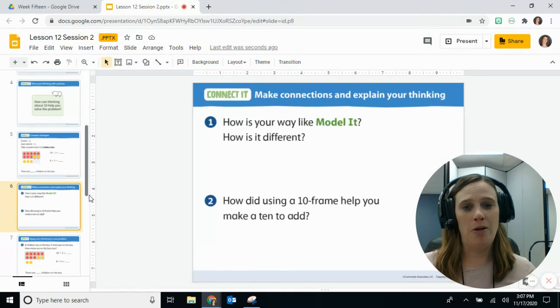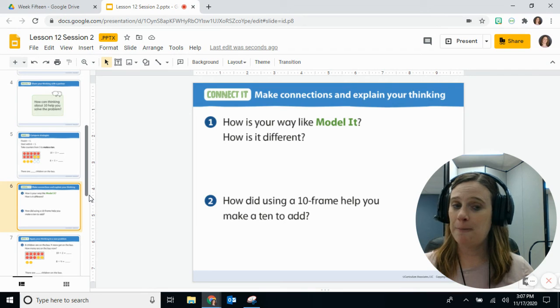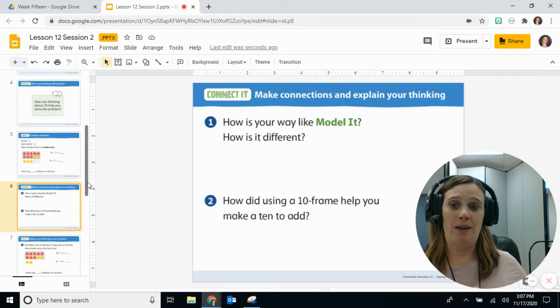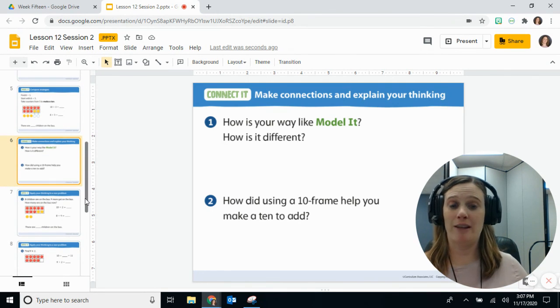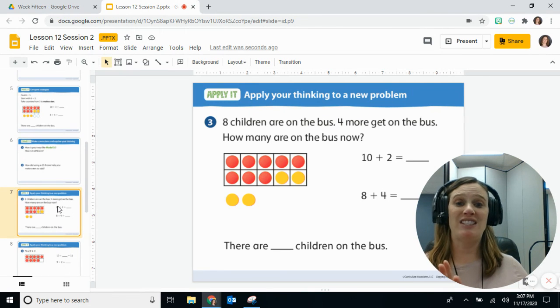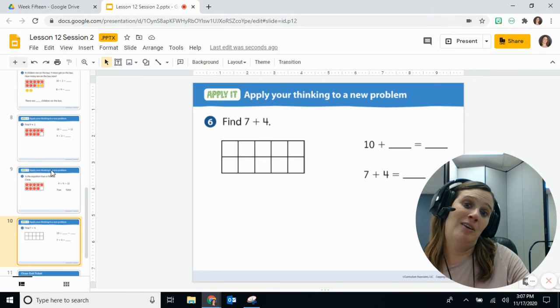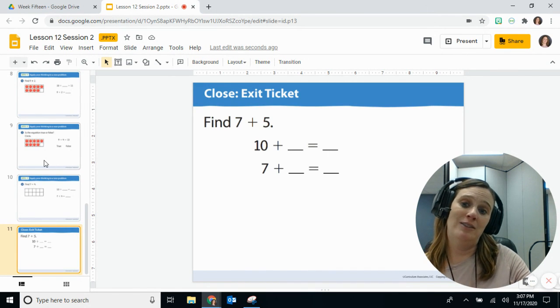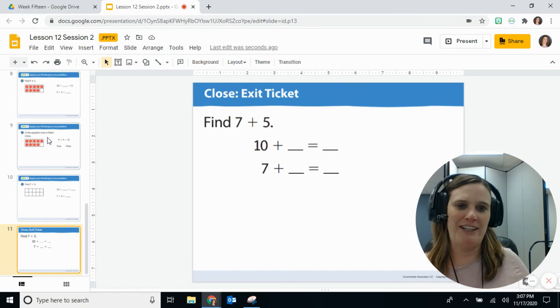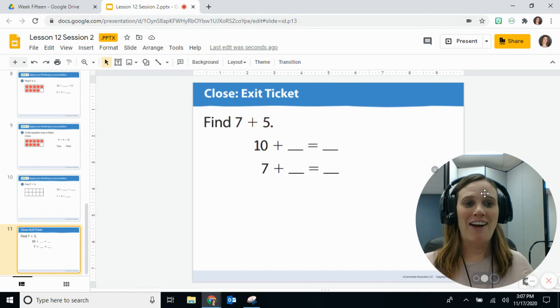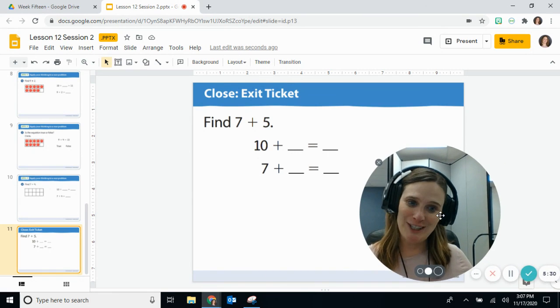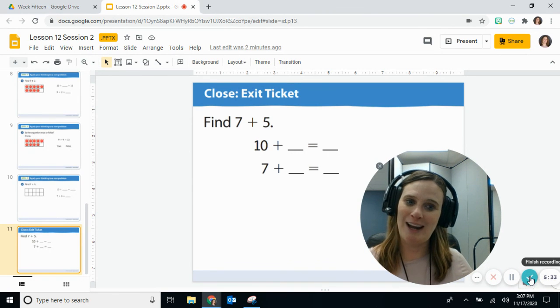Did that 10 frame help? Do you like to use the 10 frame? Maybe. It might help you with harder math down the line. All right, you have several applies today, so I want to make sure that you're understanding what to do, and you're going to have to do them all the way down to an exit ticket, and it's a pretty easy exit ticket today. All right, if you have any questions, please let us know. We'd be more than happy to help you out.